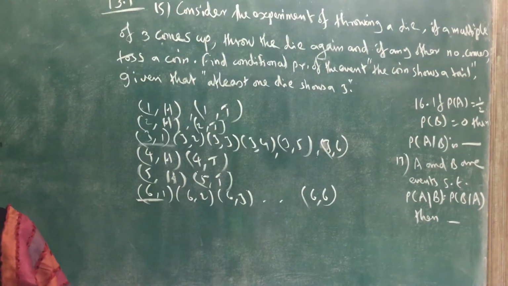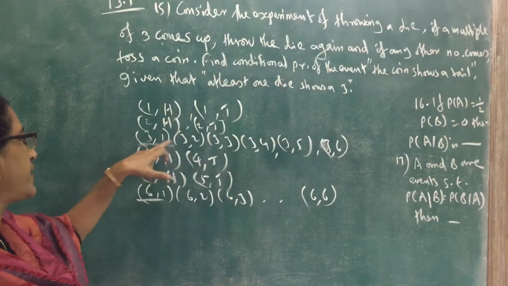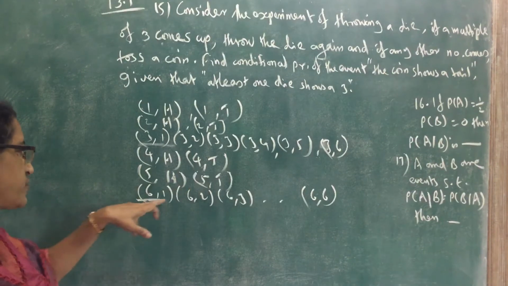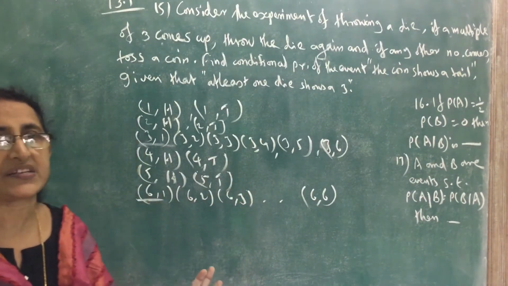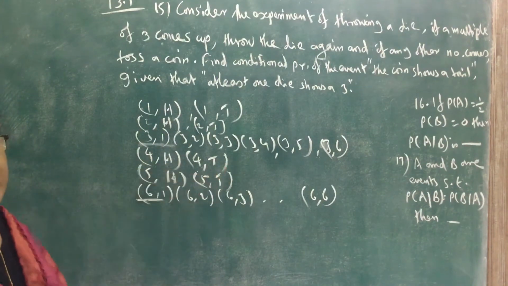So what is the sample space? That is 1H, 1T, 2H, 2T, 3,1, 3,2, 3,3, and so on up to 3,6, 4H, 4T, 5H, 5T, 6,1, and so on up to 6,6. This is the sample space. So you can write the sample space as a set containing all these elements.